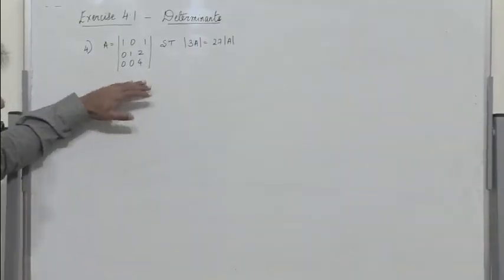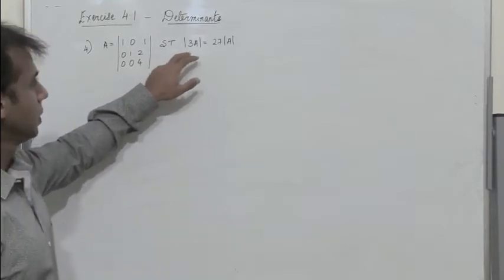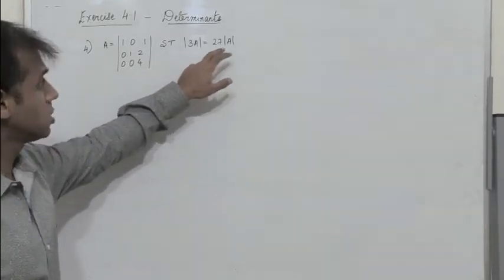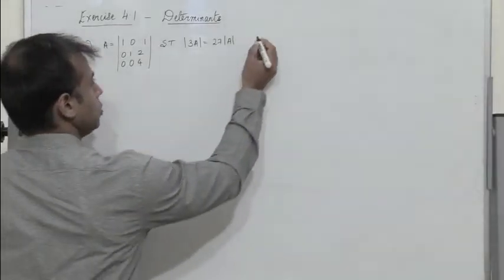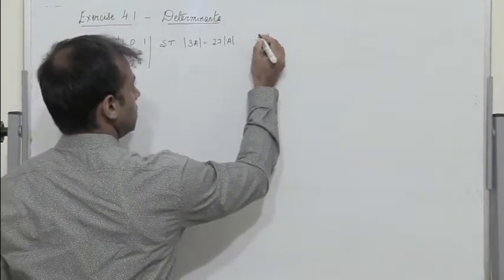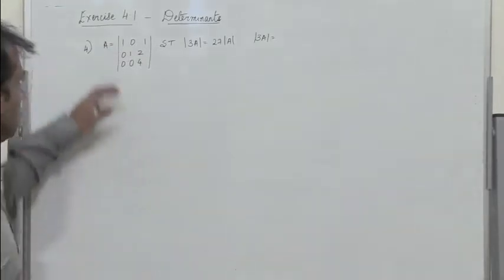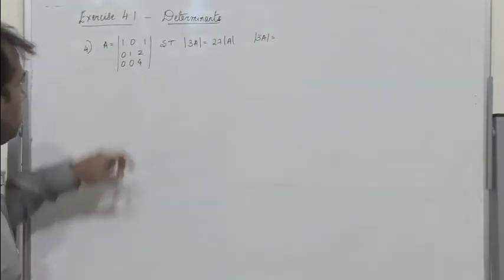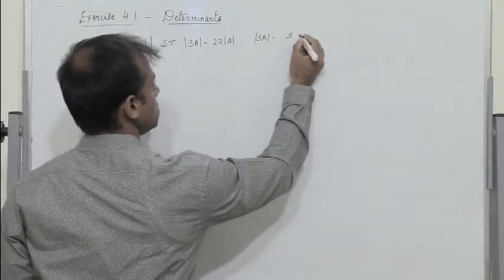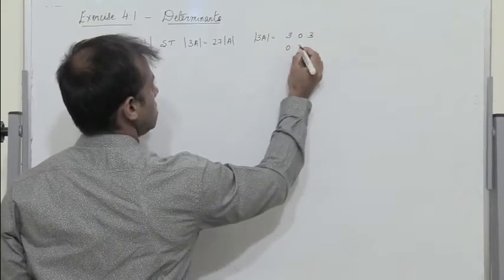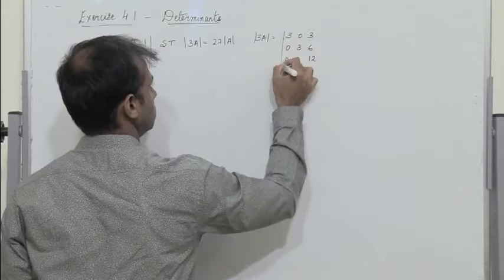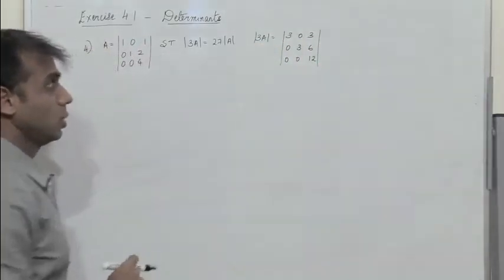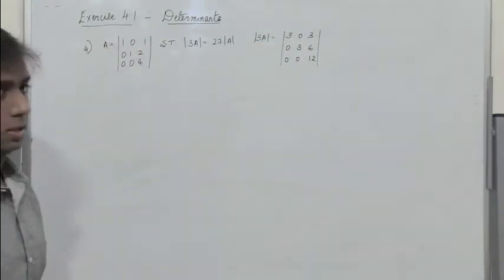So we have determinant A given. We need to show that determinant of 3A equals 27 into determinant of A. So what is the determinant of 3A? I need to multiply all the elements of determinant A with 3. So we get 3, 0, 3, 0, 3, 6, 0, 0, 12. So I need to find the determinant of this.